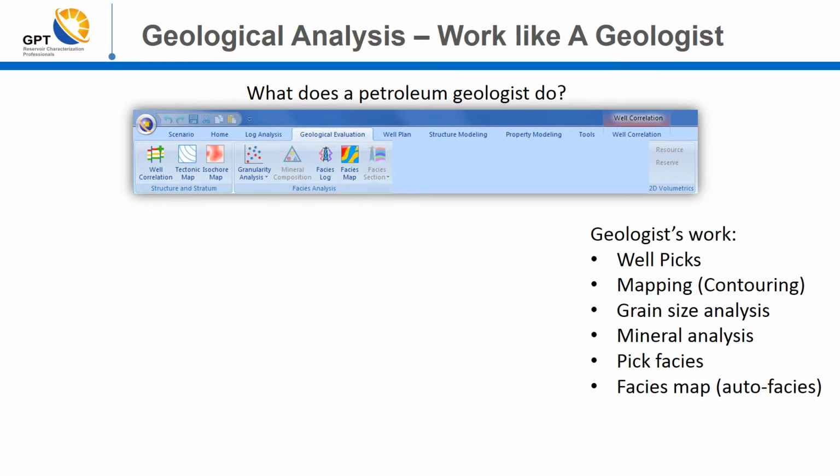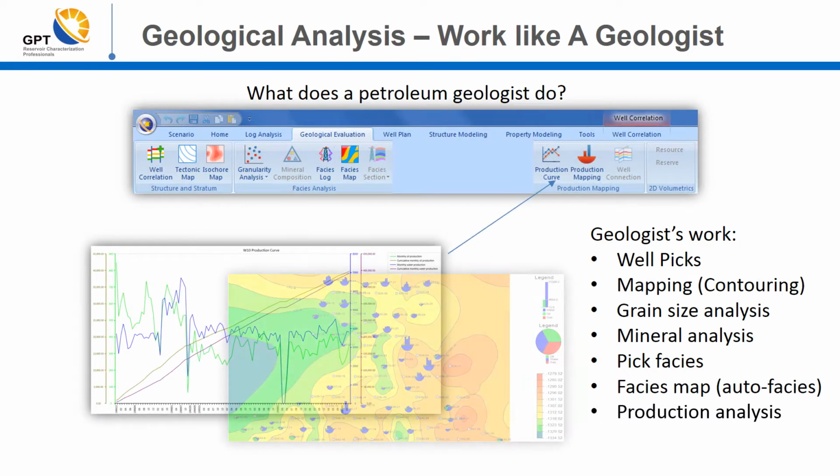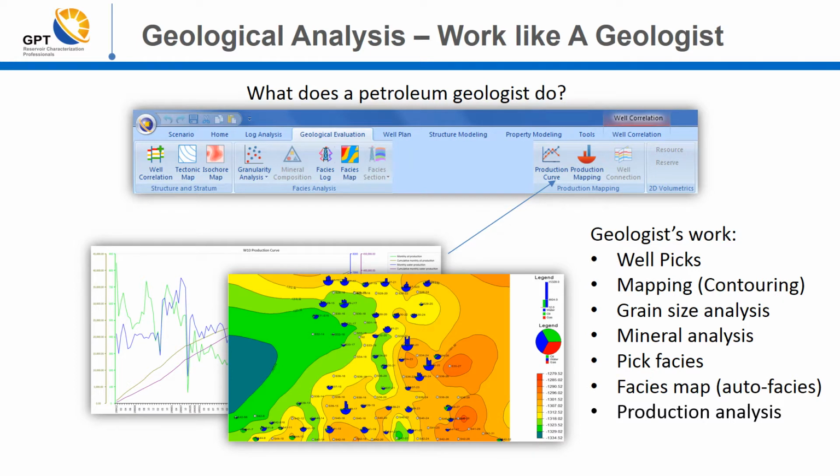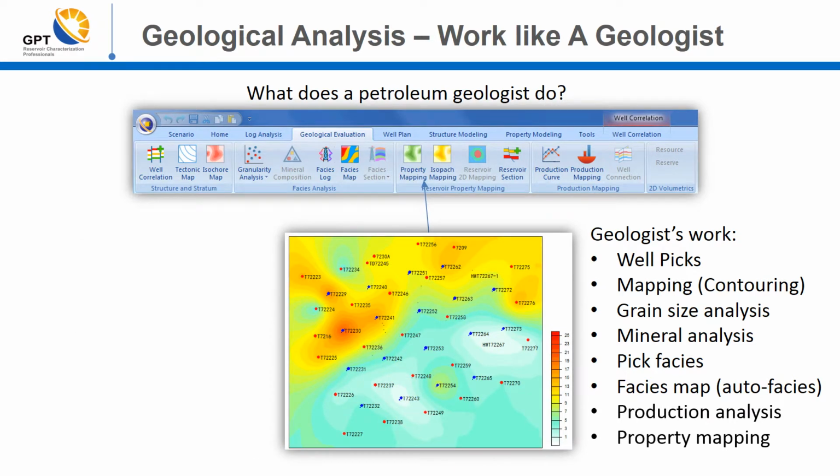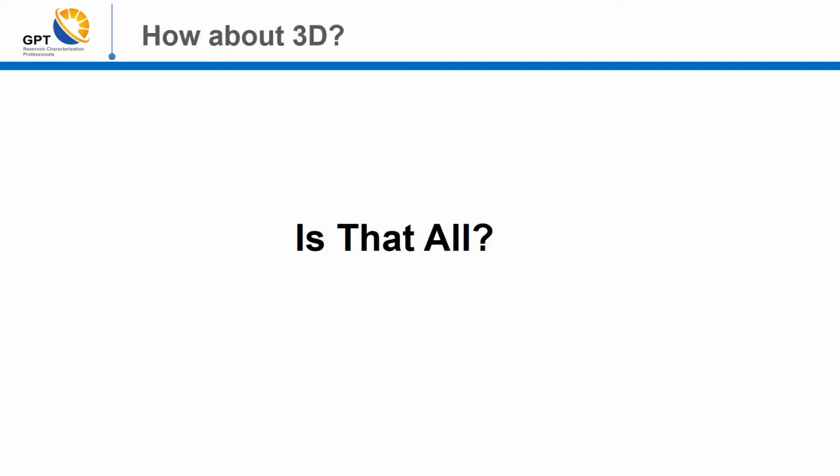And of course, your facies map is not your ultimate product. Your ultimate product is your resource and reserve calculation. In order to do that, you might want to analyze your production data. In GES, you can analyze that data by single well or on a map view. Once your geological model agrees with the production data, you can go ahead and calculate the property map. That actually concludes the geological workflow in the 2D world.